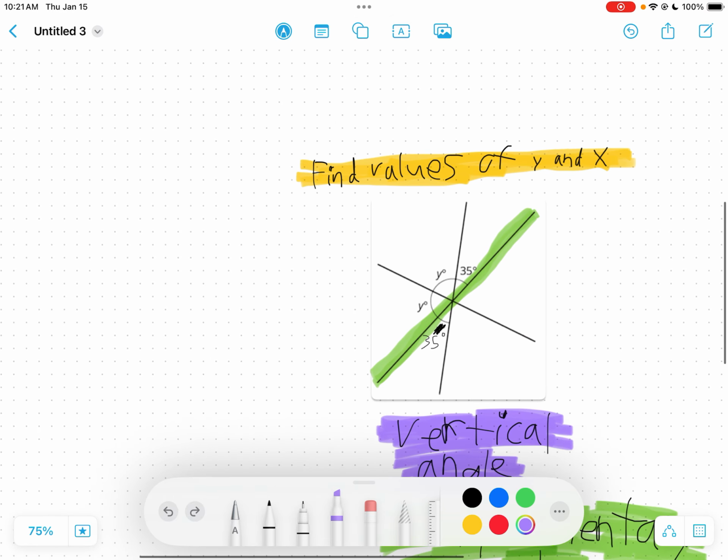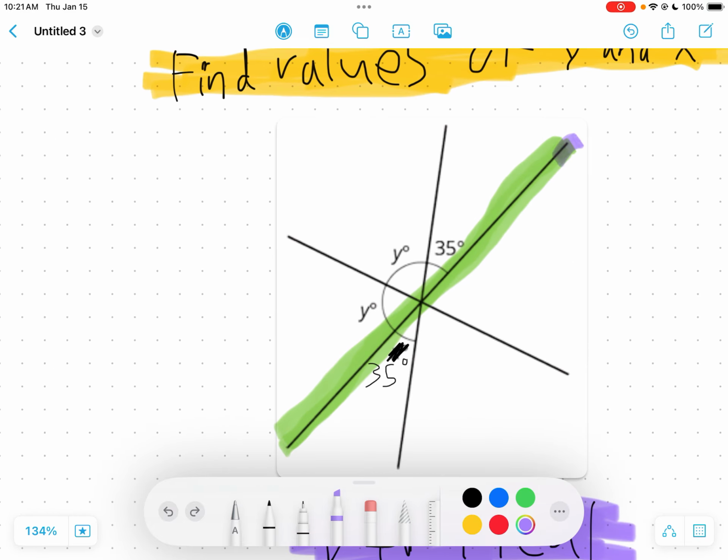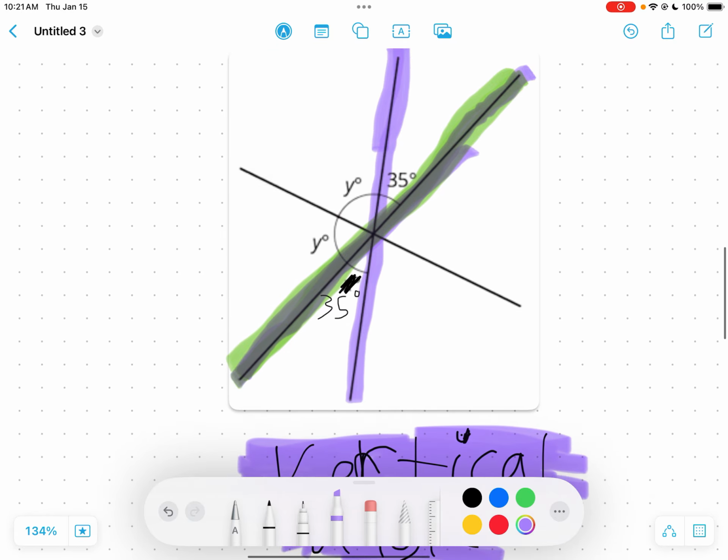where are the vertical angles, you may ask? Well, that is right across these two. Yep, the exact example is 35 and x.